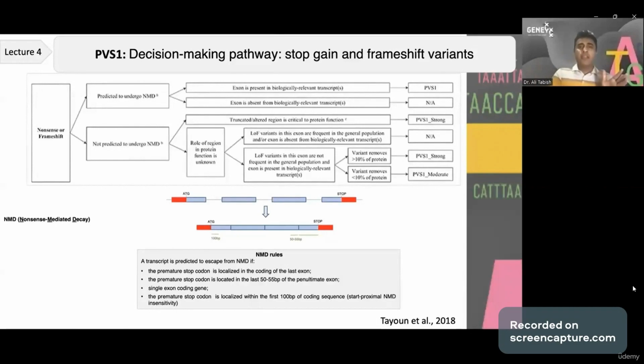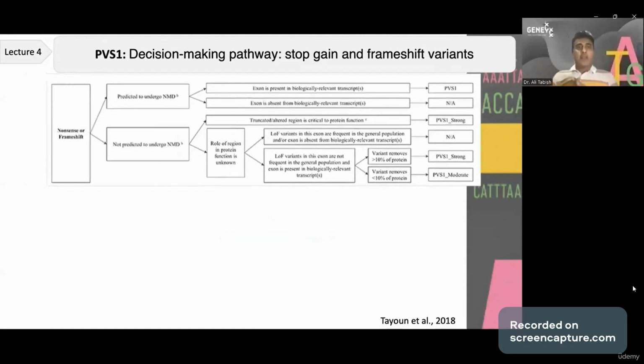Or this gene is a single exon gene. If this is a single exon coding gene, or the premature stop codon is localized within the first 100 base pairs of the coding sequence, like start proximal NMD insensitivity. So if these conditions are met, then there will be no nonsense mediated decay.